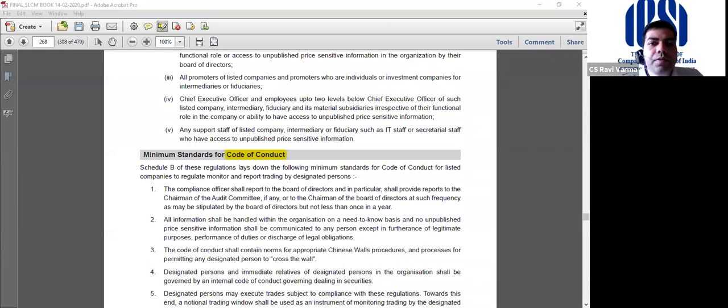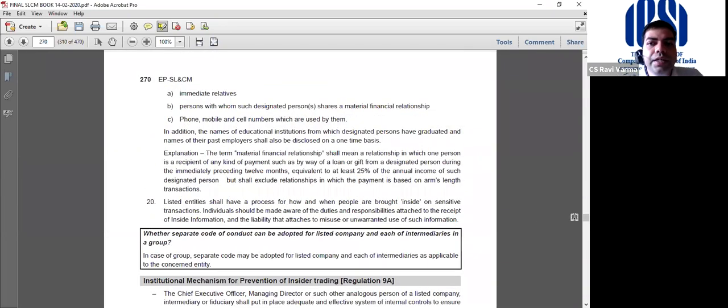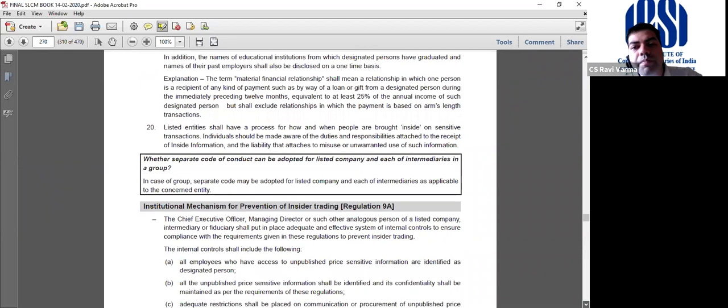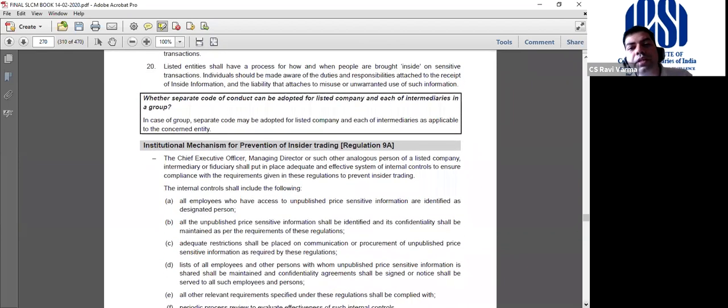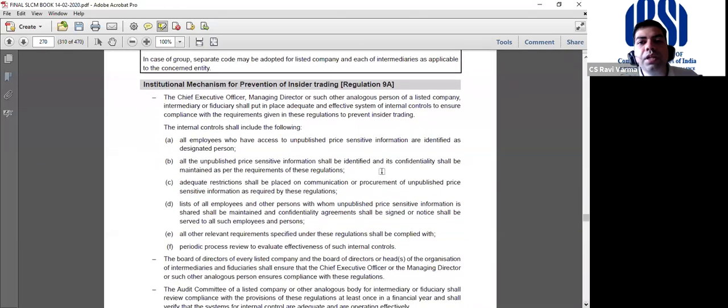The minimum set of code of conduct. There is one query relating to the institutional mechanism also. This also you please read it. How does this institutional mechanism help you?